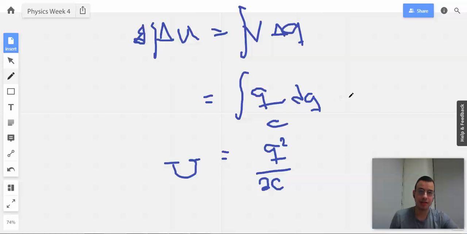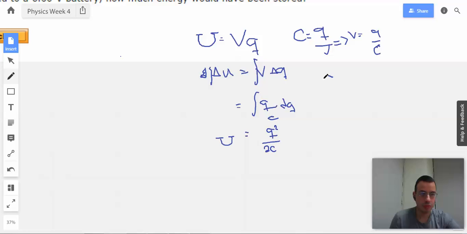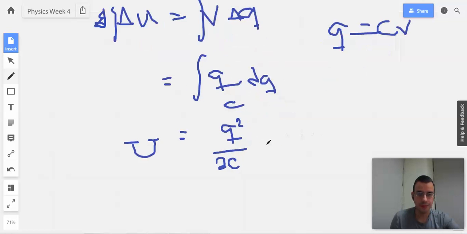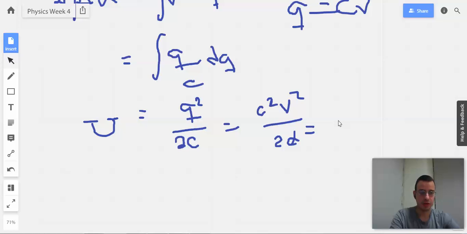So that formula is not actually as useful, so I'm going to rewrite that using the same capacitance relationship, Q equals CV. So then Q squared equals C squared V squared. So I have C squared V squared over 2C, which equals, cancel out one of these, 1/2 CV squared. I like this equation better because it's easier to memorize. It's also usually more useful too.